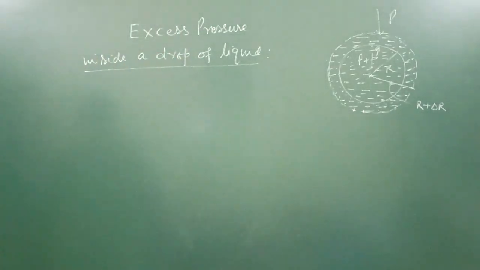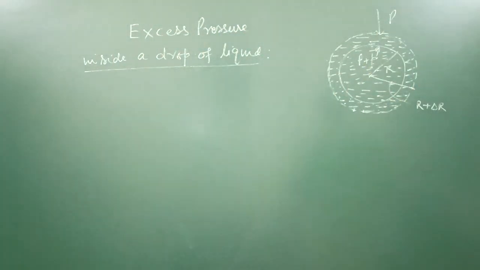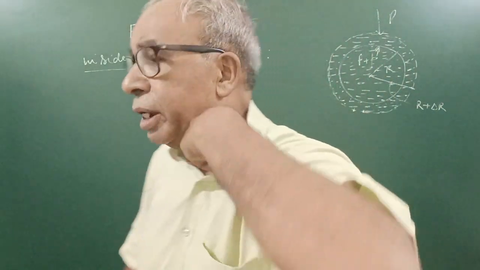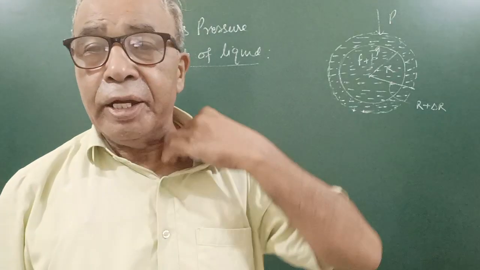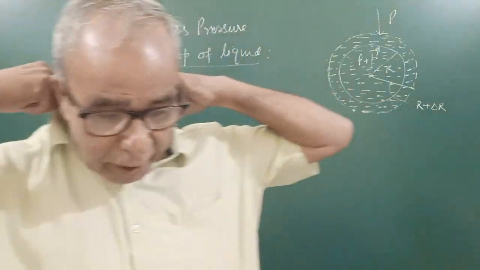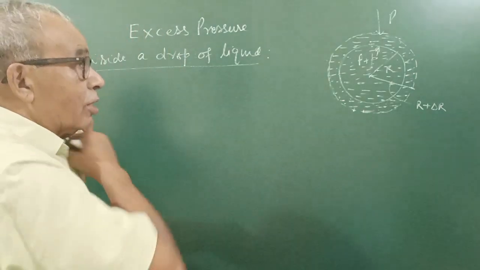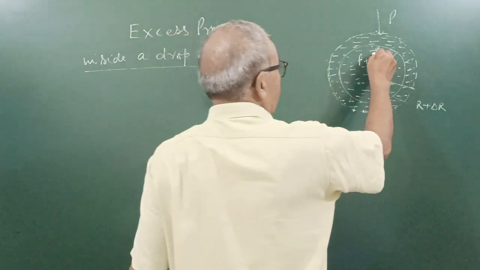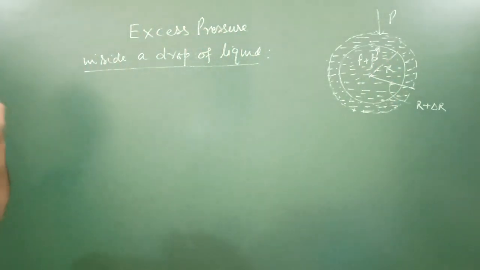Yes, dear student, in the last video I told you that there exists a pressure difference across curved surfaces, and the concave side has greater pressure than the convex side. So we will try to find that excess pressure, this small p, in terms of radius and surface tension.